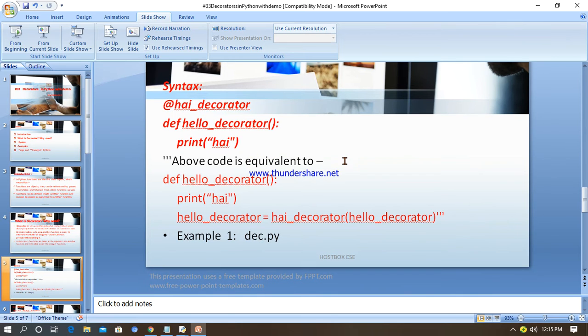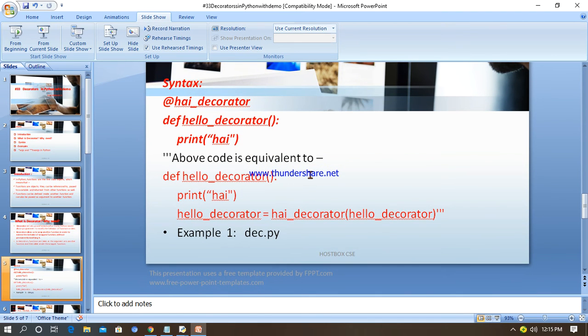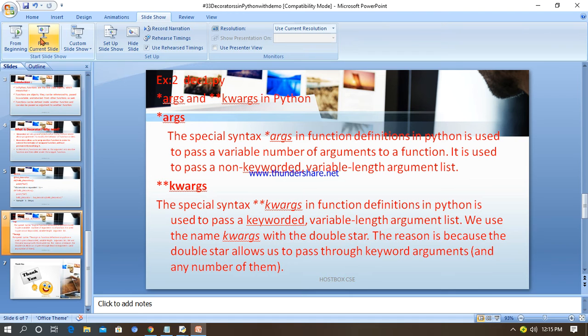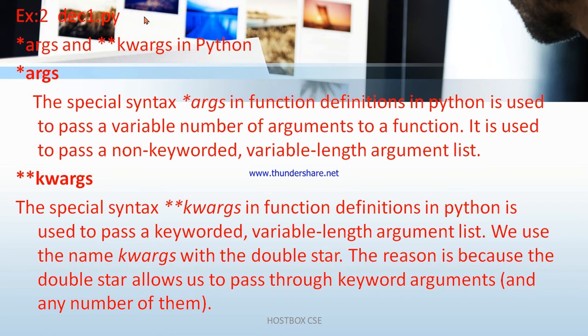Before seeing one more example, you have to understand a few points here, where we have a program called EEC1.py where we use the arguments *args and **kwargs in Python. So what is the use of the asterisk symbol args? It is a special syntax in function definition in Python used to pass a variable number of arguments. Remember, pass a variable number of arguments to a function, and also it is used to pass a non-keyworded variable length argument list. That's the way we use the arguments.